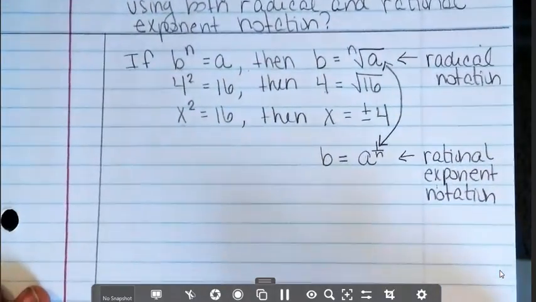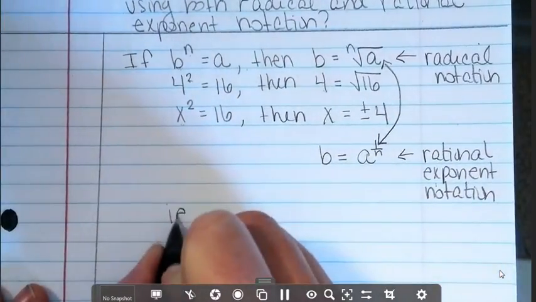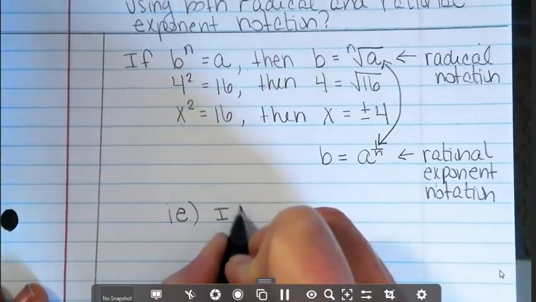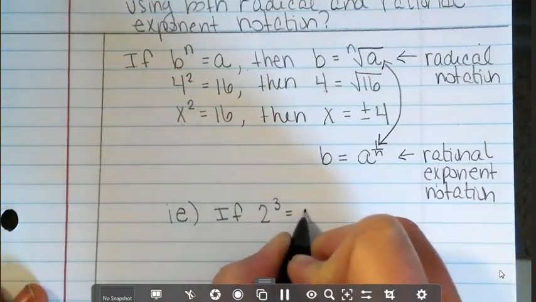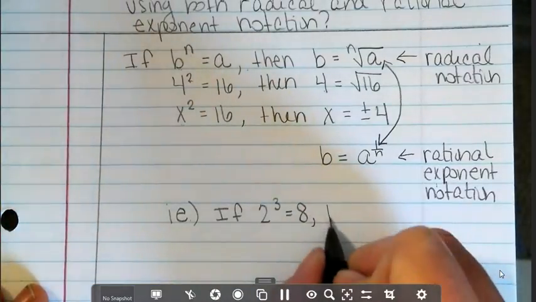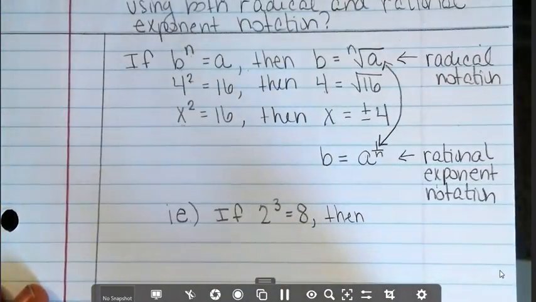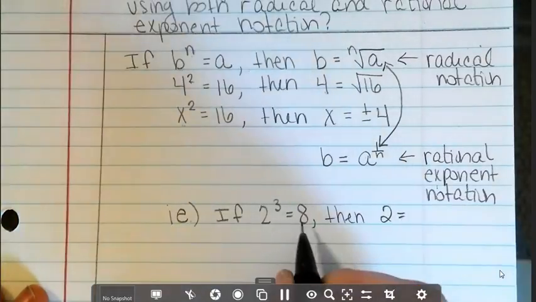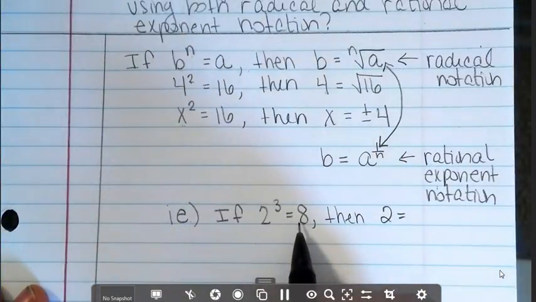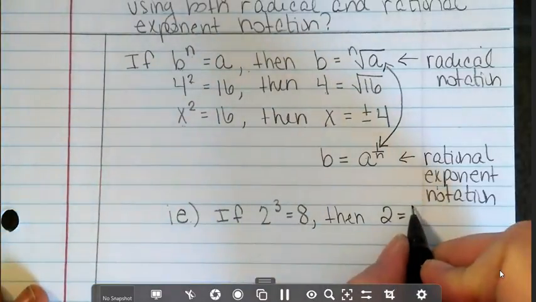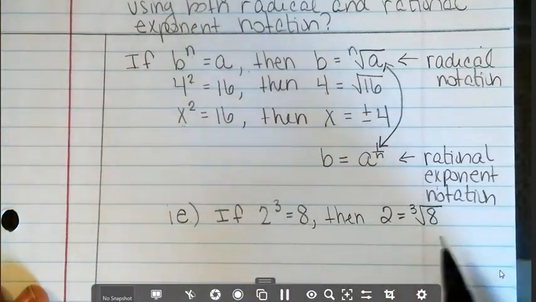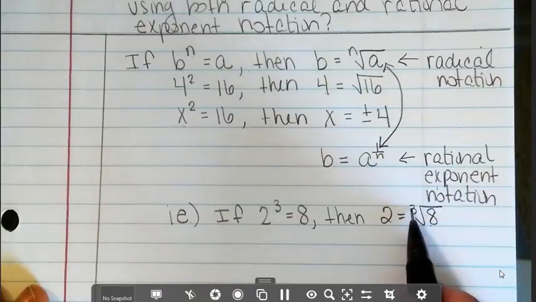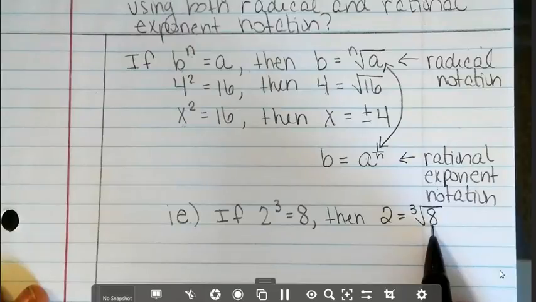So let me give you another example. Let's see. So for example, if 2 cubed equals 8, then I know that 2 will equal, so again, to get rid of an exponent, we take the root, right? But we're going to take whatever root this power is. So I'm going to take the third root, or the cube root. So this is going to be the cube root of 8, which basically means what times itself 3 times will give you what's underneath the radical. Okay, so that's radical notation.